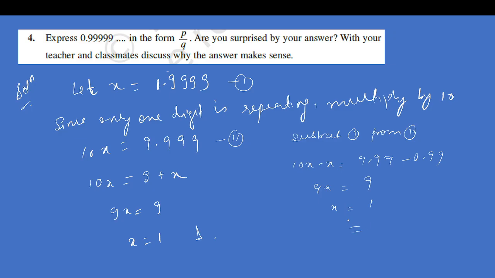Okay. So why is this surprising? Because 0.99999 terminates to 1. If it's only 0.99, it will not be 1. But if the 9 repeats many times, it will be very close to 1. This is what it shows in the example: if the 9 repeats multiple times, then the value will be very close to 1.